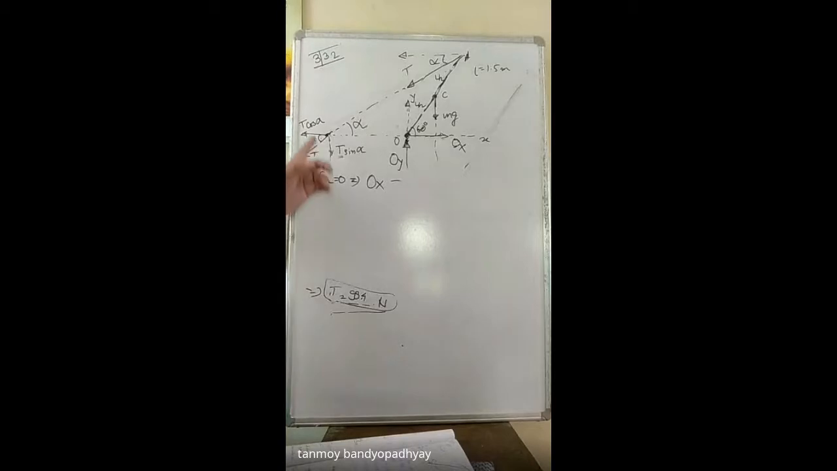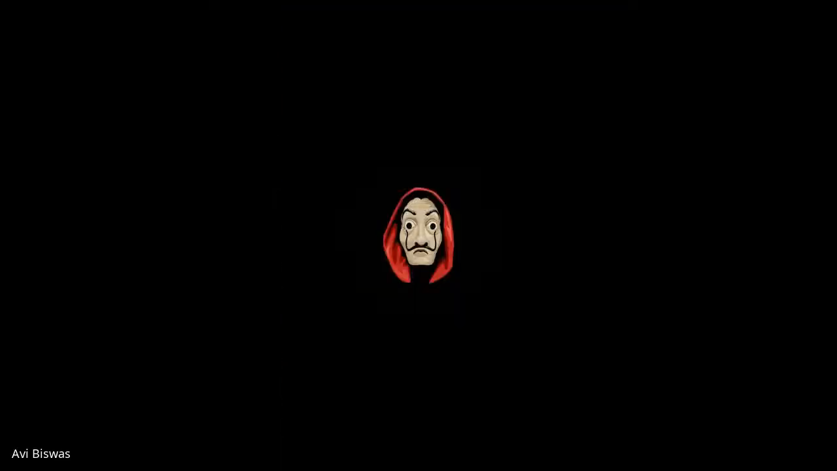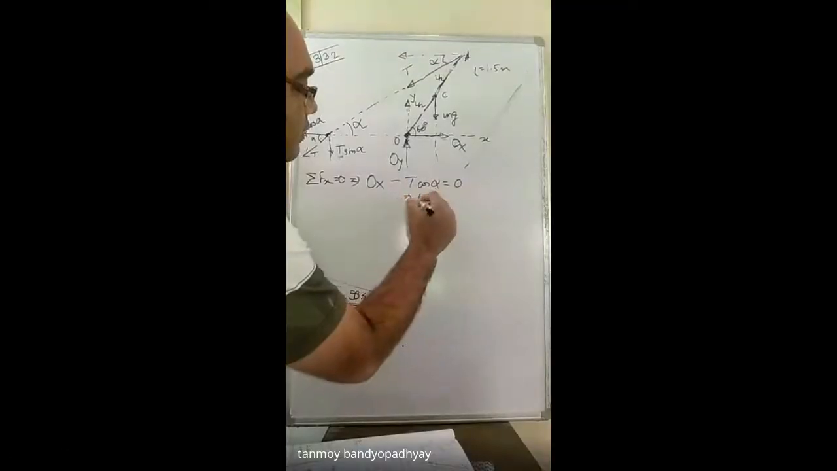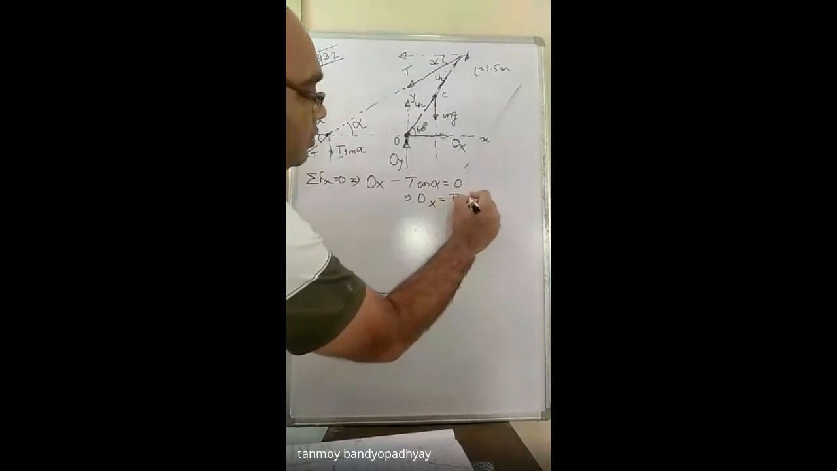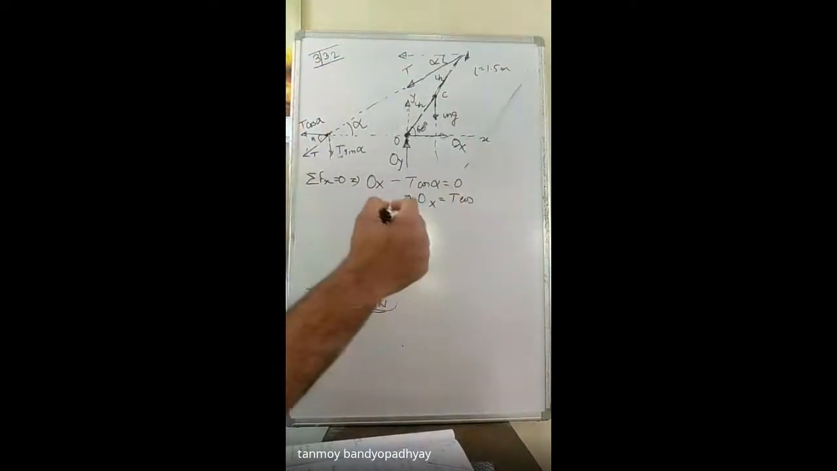It is cos alpha, right? I have taken this angle to be alpha. Yes, sir. Okay. So OX minus T cos alpha is equal to 0. So what will be OX? OX is equal to T cos alpha.